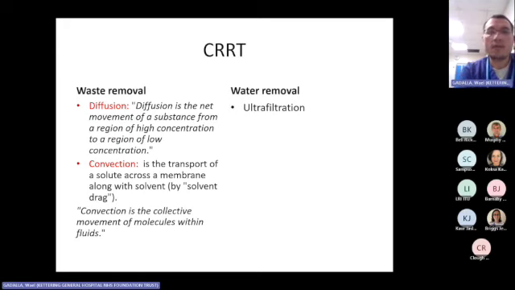And the other mechanism of CRRT is water removal by ultrafiltration. So we have waste removal and water removal, with waste removed by diffusion and convection. Diffusion, convection, and ultrafiltration, those three are the basics of dialysis or filtration or kidney replacement.